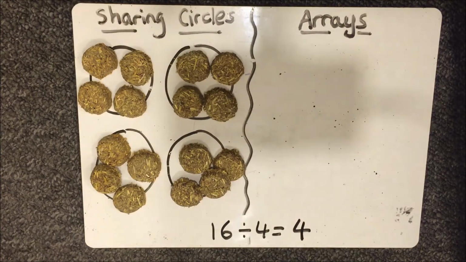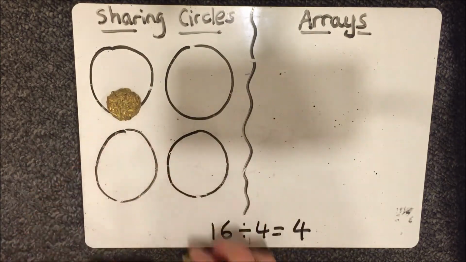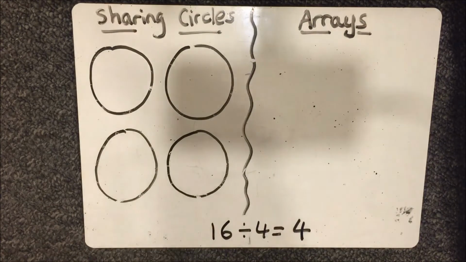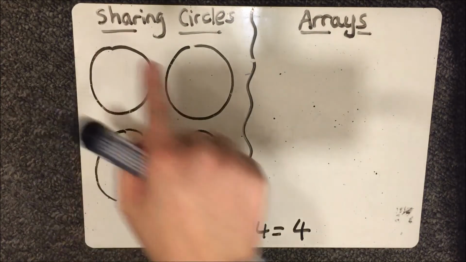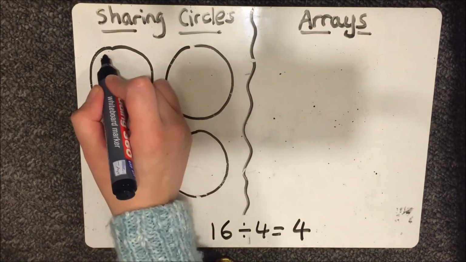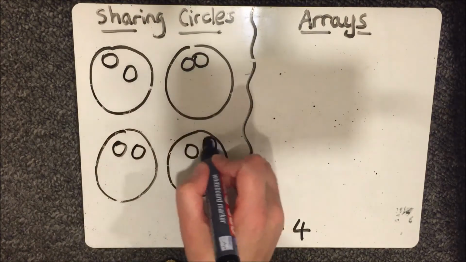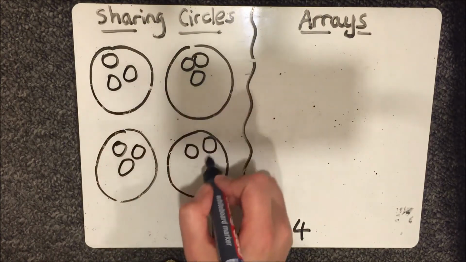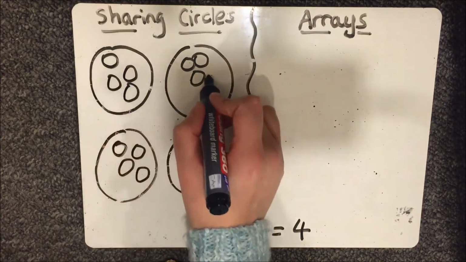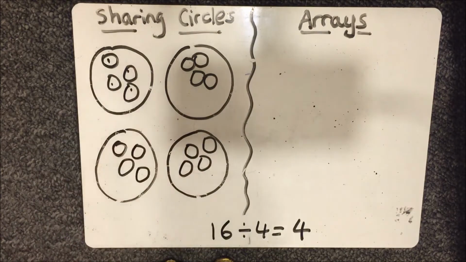Do you remember how that looked as an array? So if I take my biscuits away, I can actually replace my sharing circle biscuits with pictures. It's a bit harder because you have to count at the same time as sharing. When we have objects, I counted 16 and then shared them. When I'm drawing, I count at the same time. So we're counting 16. 1, 2, 3, 4, 5, 6, 7, 8, 9, 10, 11, 12, 13, 14, 15, 16. And they all have 1, 2, 3, 4. So that's how you would do it as a drawing.